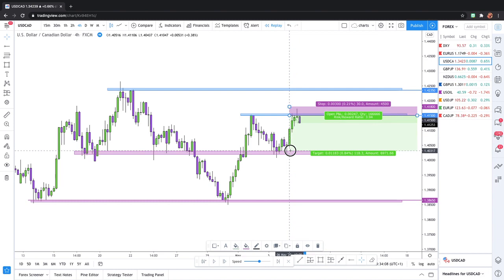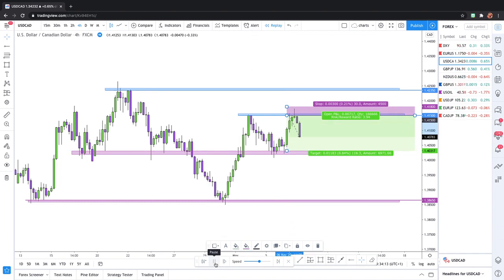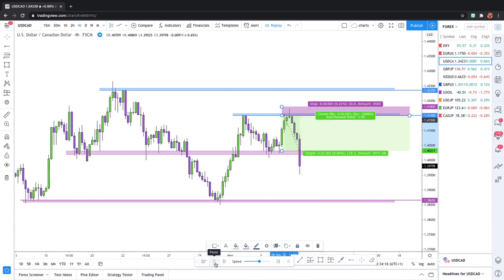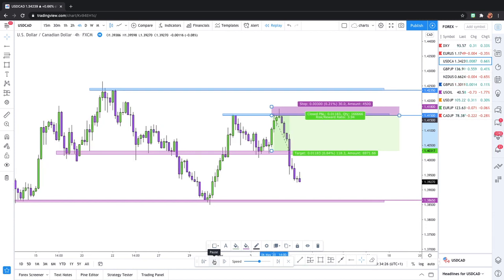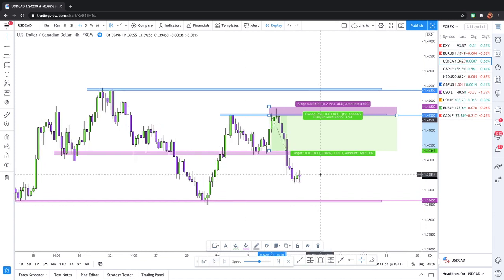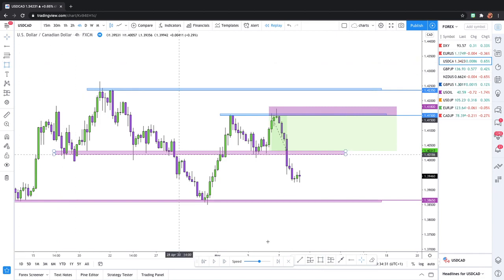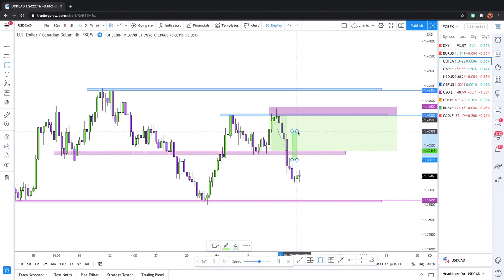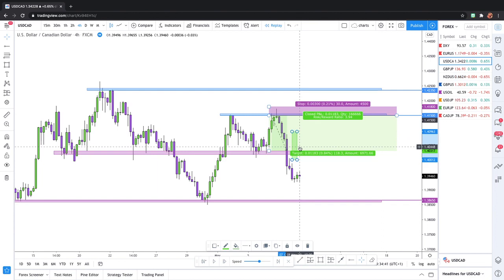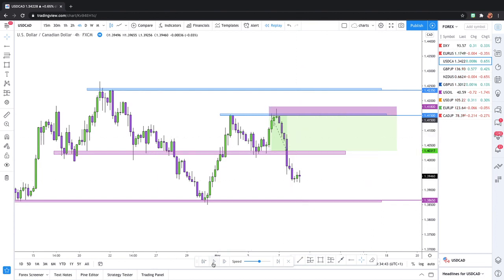Okay, so our first target's here. And then it ends up breaking, and then we have to see what happens here. So, okay, it just keeps falling. So we don't see any signs of the candle. We don't see any signs of a bullish movement. So we don't have to worry about it coming up to test or anything like that. It's just going down.